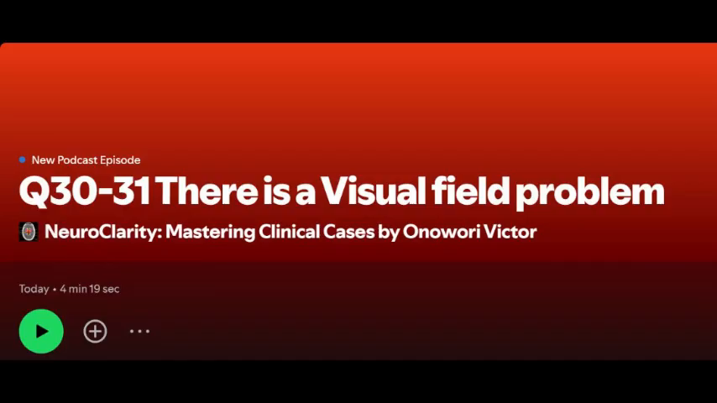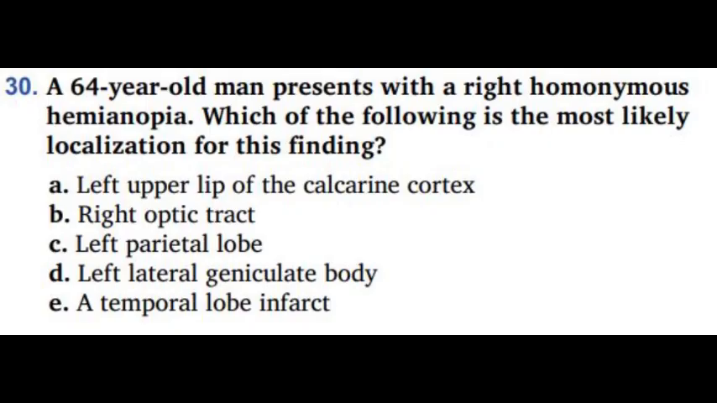So our question goes thus. A 64-year-old man presents with right homonymous hemianopia. Which of the following is the most likely localization for this finding? So we have A, the left upper lip of the calcarine cortex, B, the right optic tract, C, the left parietal lobe, D, the left lateral geniculate body, and E, the temporal lobe.